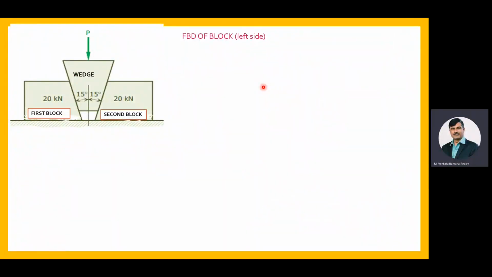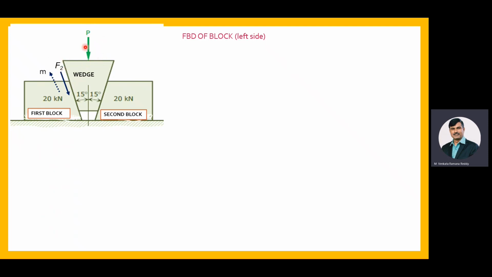Now we'll discuss the concept as well as construction of drawing the free body diagram for the block. Here we are considering the left side block. Here we are applying a force P on the wedge. With that, the wedge tends to move down. Then the 20 kilonewton block on the left side tries to move upward along the wedge surface. Then the frictional force acts downward along the wedge surface. That is, this frictional force acts downward along this wedge surface. F2 is the frictional force.